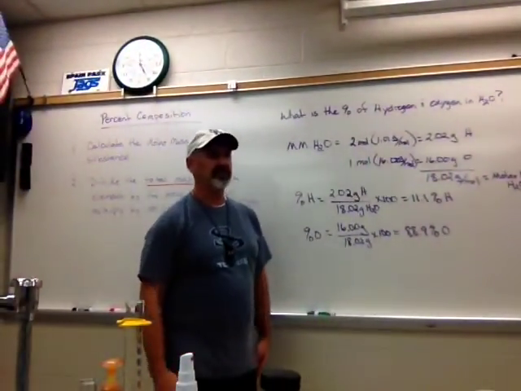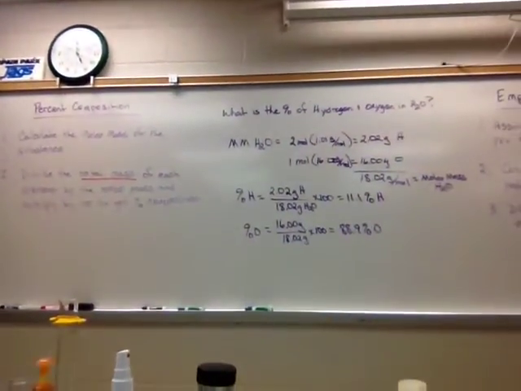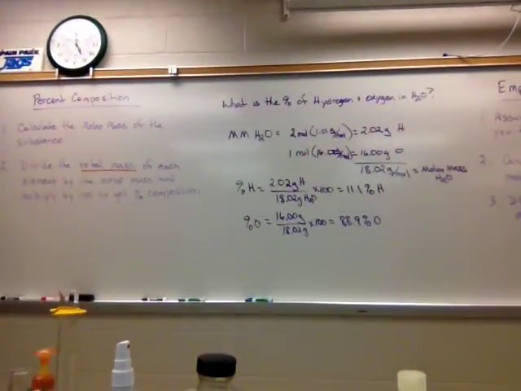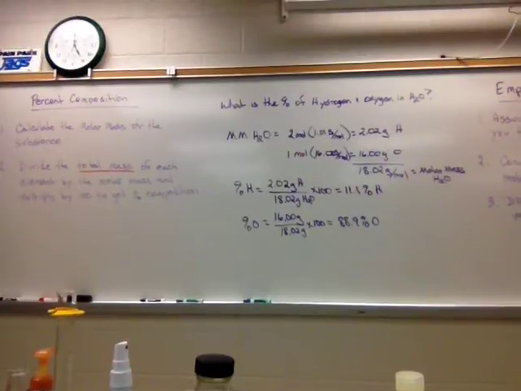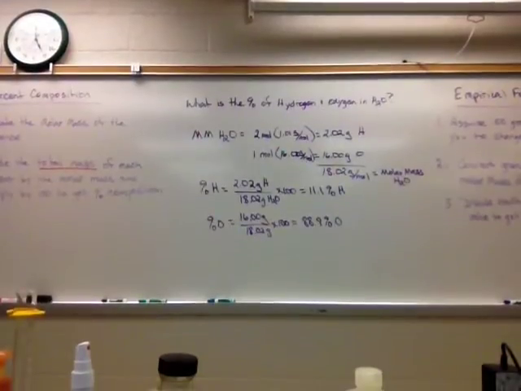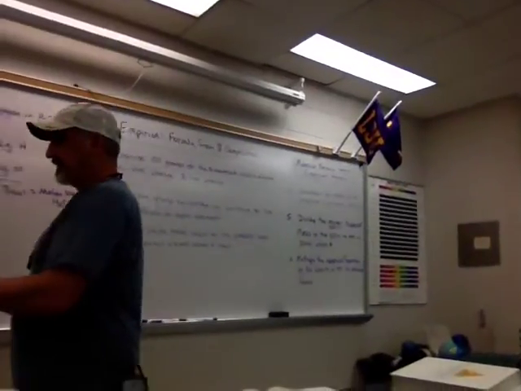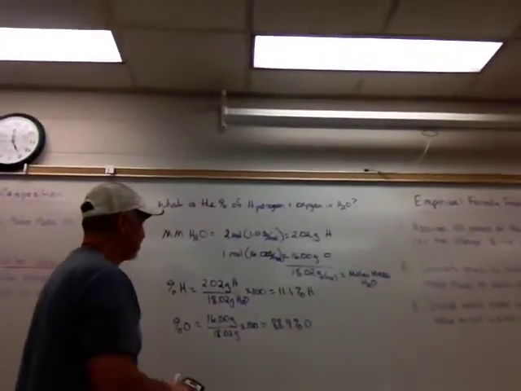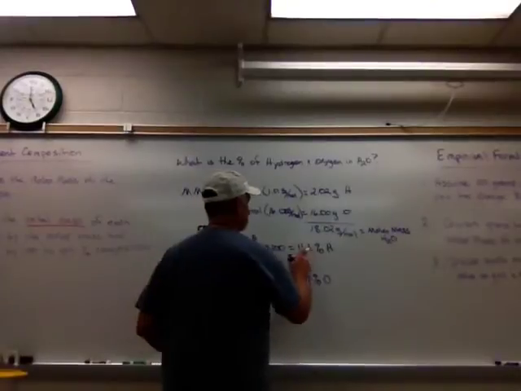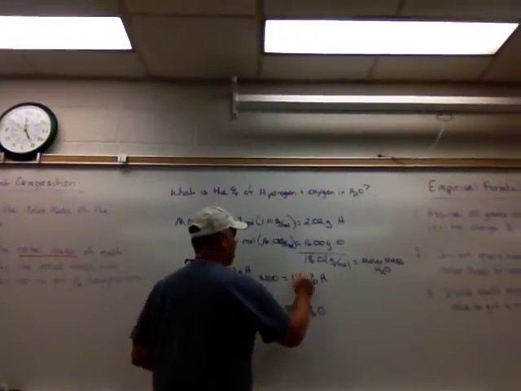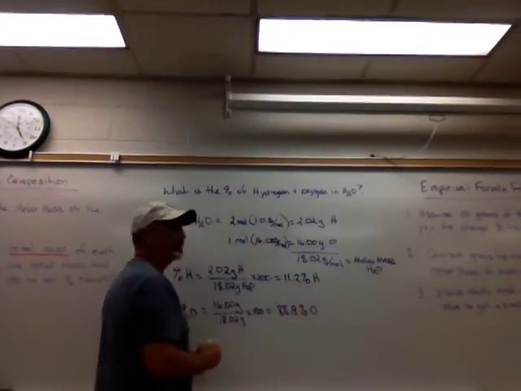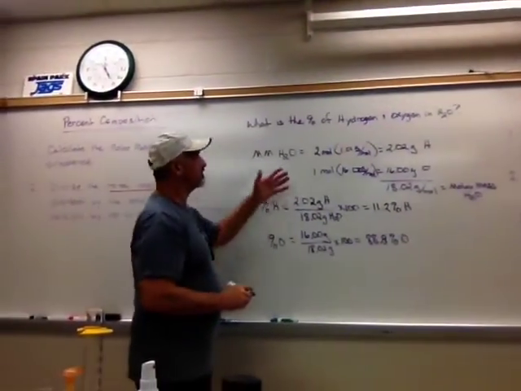I'm going to go get a calculator and double check that. I really only have to check one of them, because 2.02 divided by 18.02 equals 11... Oh, I was off. It's 11.2%. And so this is going to be 88.8%. Okay? So it's just the part over the whole.